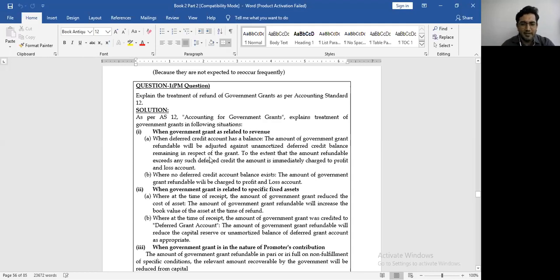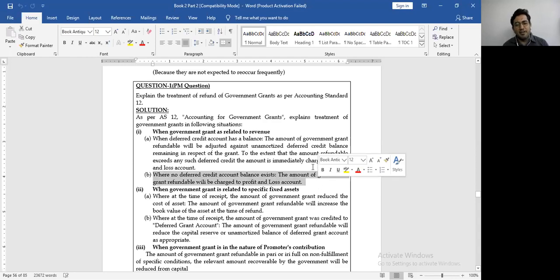Look, the next statement is the same. To the extent the amount refundable exceeds such deferred credit, the amount will be immediately charged to the profit and loss account. When no deferred credit balance exists, the amount of government grant will be charged to the profit and loss account. So we will always fall in this category, because for revenue expenditure, you will never have deferred or unearned credit in the balance.